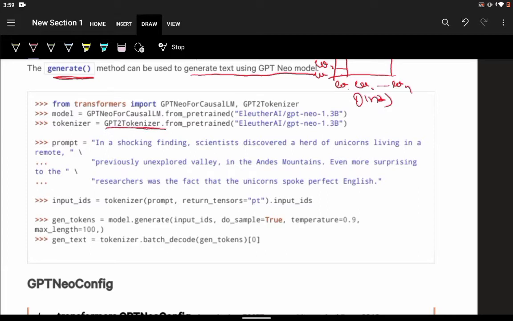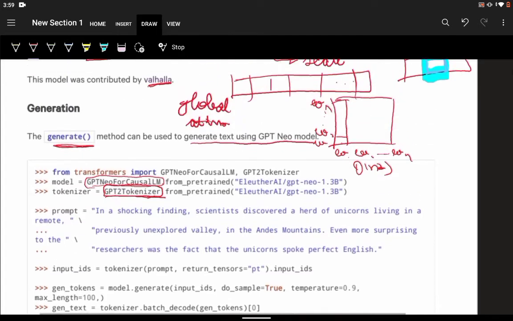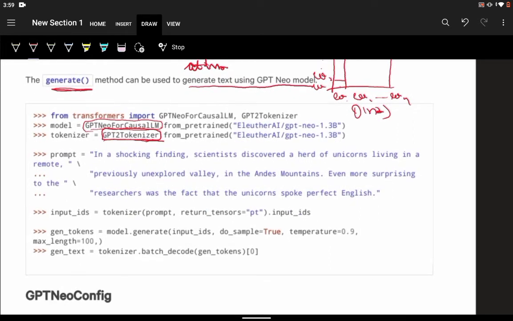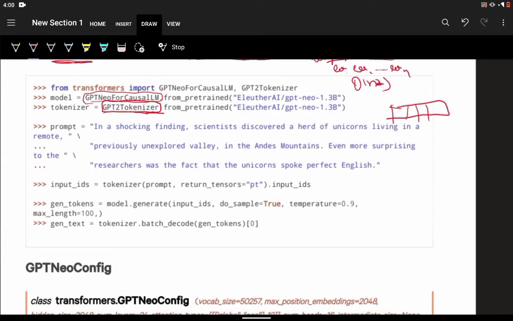As you can see here, the tokenizer is of GPT-2 and GPT-Neo for causal language modeling. It uses causal language modeling, that is the attention mask. As I already told you, the local attention is a causal language model. That is, the future tokens are dependent on the past tokens when it comes to the attention. So that is causal, a cause effect relationship. You can look into that a bit more. I'm just giving a brief overview over here.